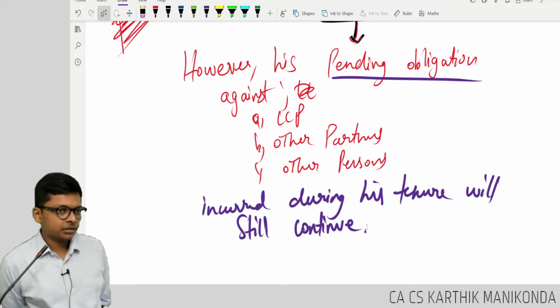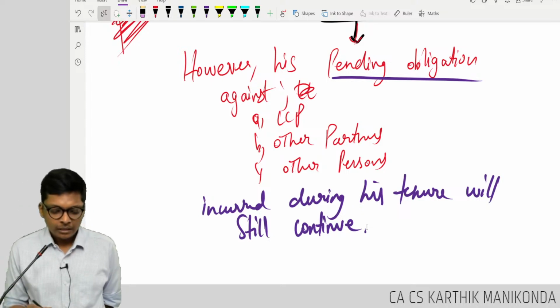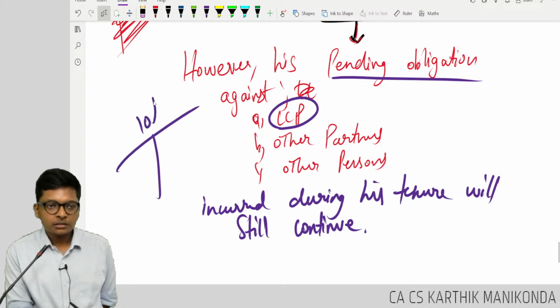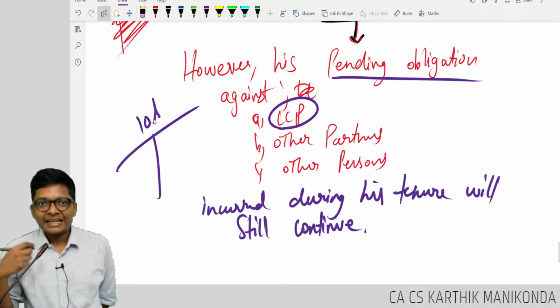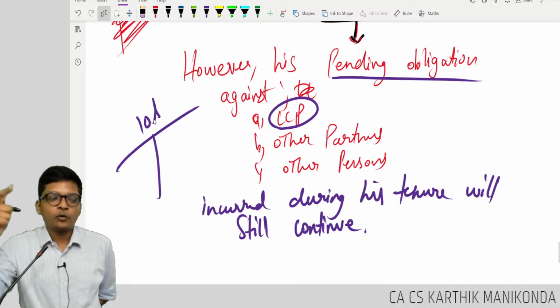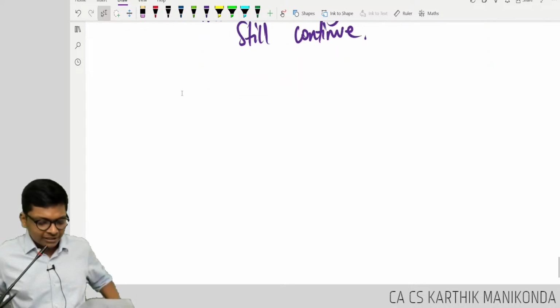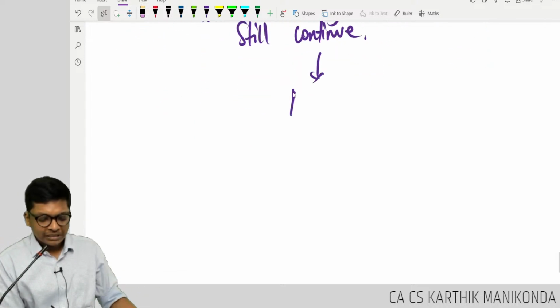Are you following, guys? Sir, I am not understanding, sir. A partner took a loan from LLP for 10 lakhs. Just because I am leaving, can I say I won't pay? You have to pay. Are you following, guys? Clear? And then write down. Again below this, again down arrow.